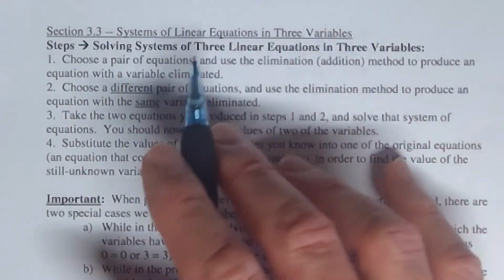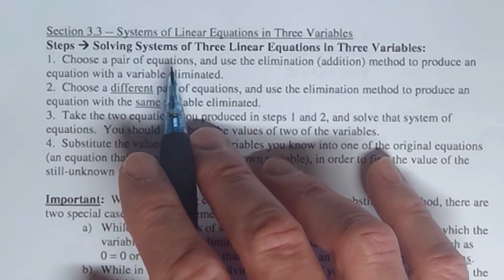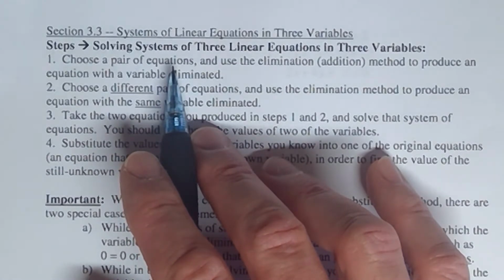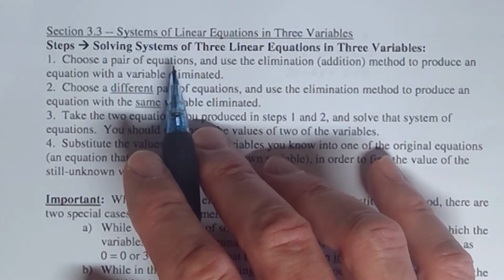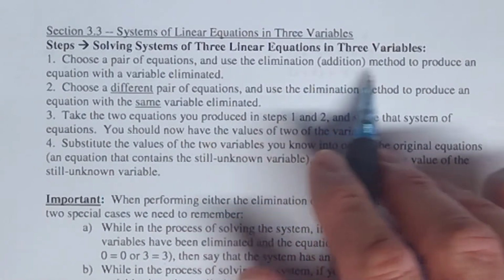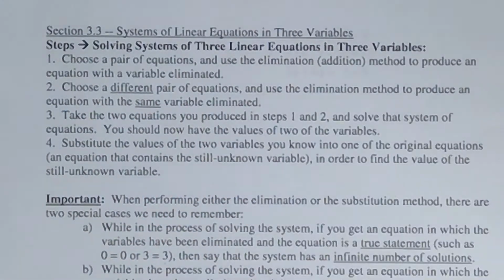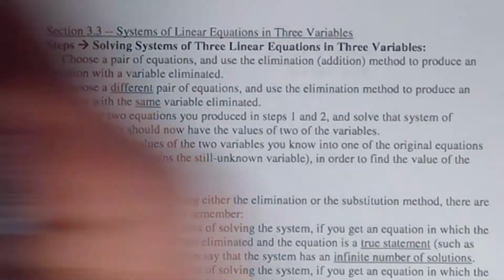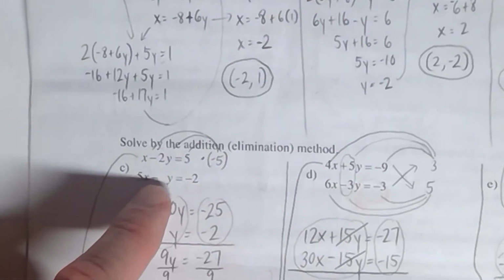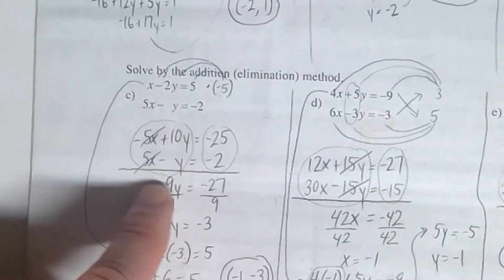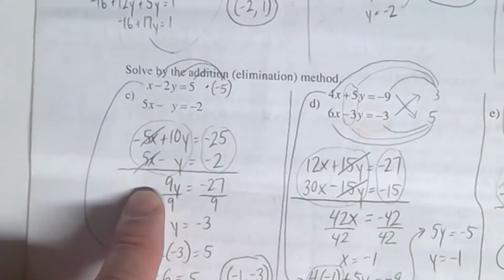Just listen carefully here. It says choose a pair of equations. It could be either the first and the second, the first and the third, or the second and the third. Any pair you want in the first step here. And then it says use the elimination method to produce an equation with the variable eliminated. Just like we did in 3.1 when we were using the elimination method, what did we do? The purpose was to try to cancel out one of the variables, right?